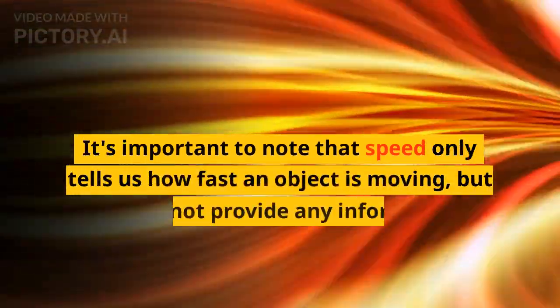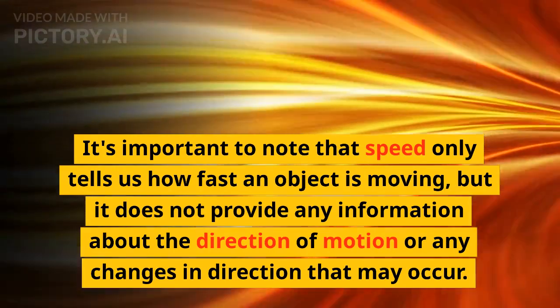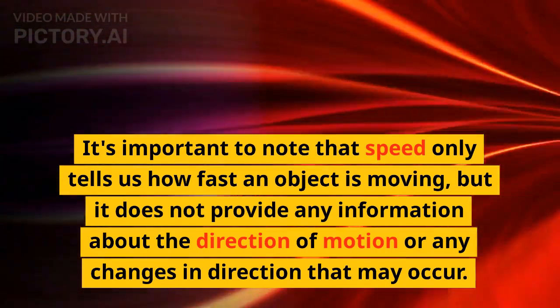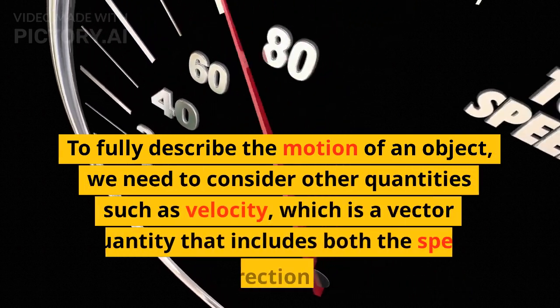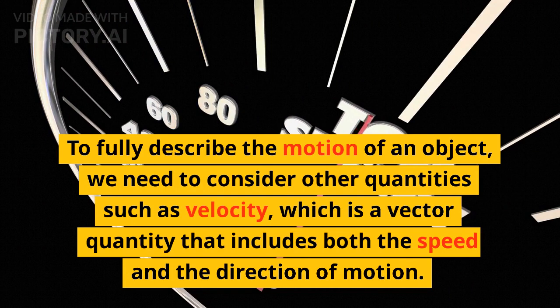It's important to note that speed only tells us how fast an object is moving, but it does not provide any information about the direction of motion or any changes in direction that may occur. To fully describe the motion of an object, we need to consider other quantities such as velocity, which is a vector quantity that includes both the speed and the direction of motion.